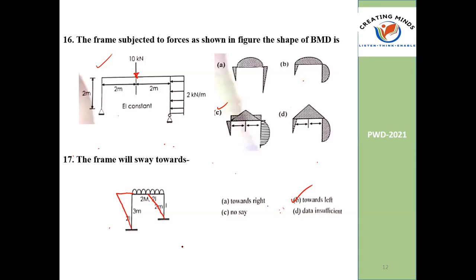If I am giving, see, what I will do, here I will give hinge support, here I will give fixed support. Now how will it swing? Towards the hinge, sir. Right. Once again, it will swing towards the hinge. Hinge is a weaker support, so less stiffness. It will not take moment.